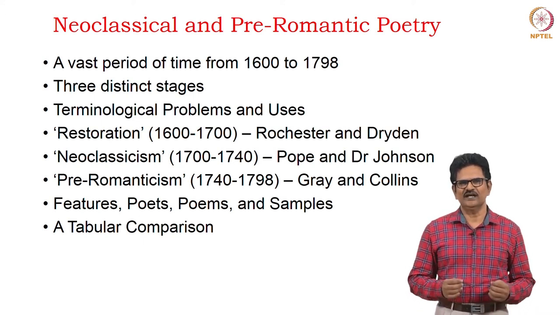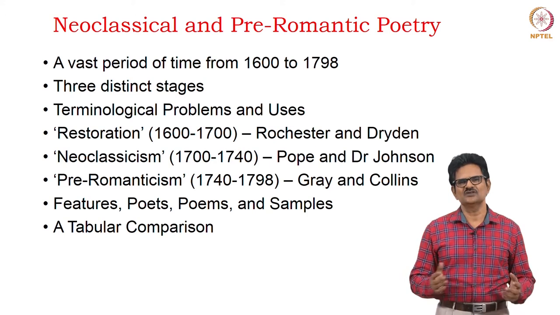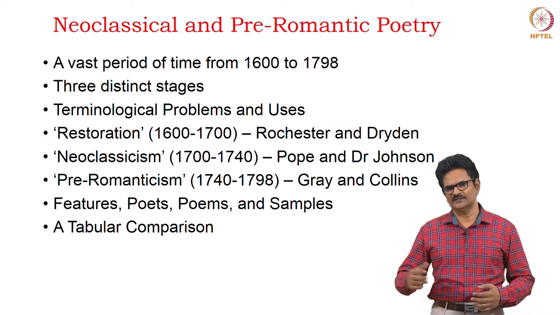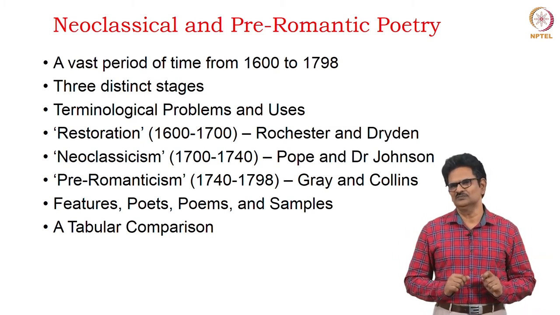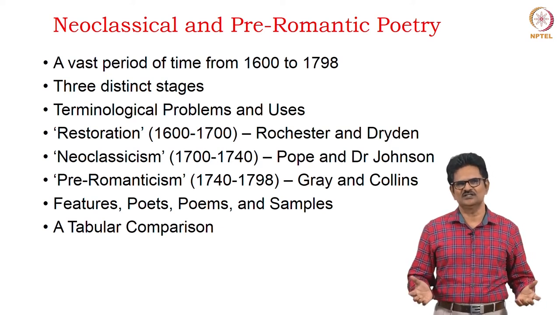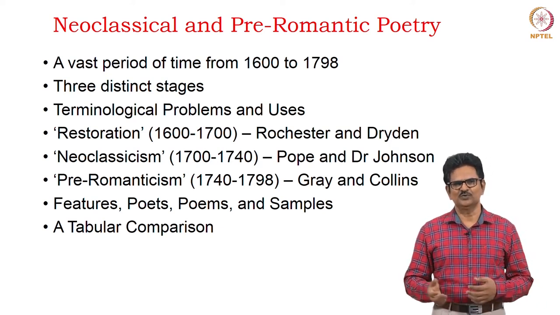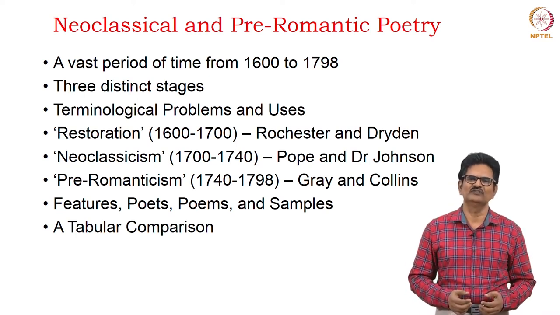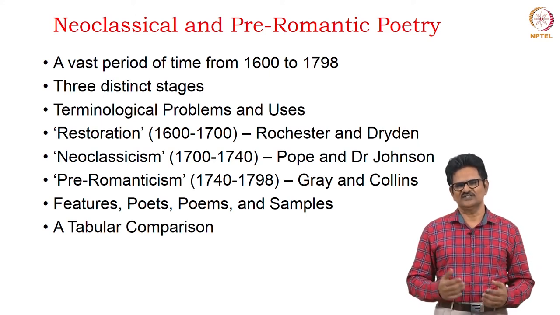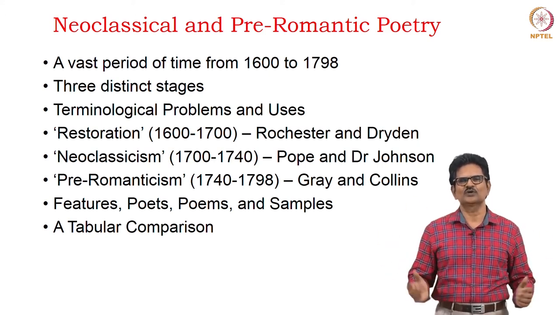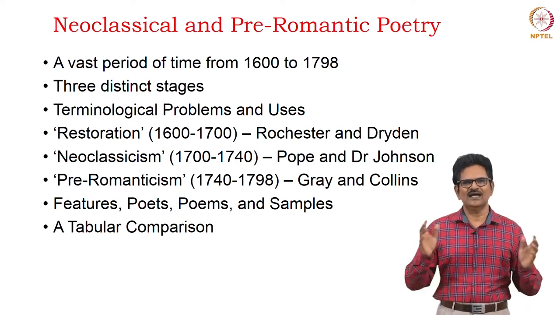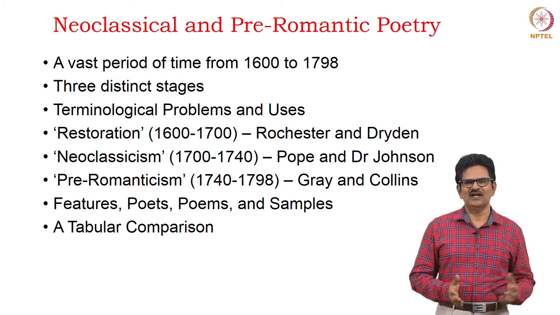Actually, this is called the Age of Sensibility and even Age of Johnson, but we would like to give prominence to Gray and Collins and other pre-romantic poets, although this term pre-romantic is problematic. We will look into their features, certain poets and their poems, and some samples also we will read to understand the difference among these three stages of what is known as neoclassical period in English literature. We will also have at the end a tabular comparison among all these three.